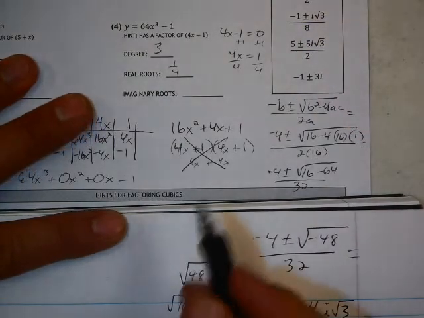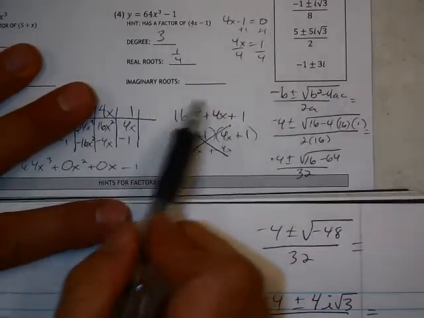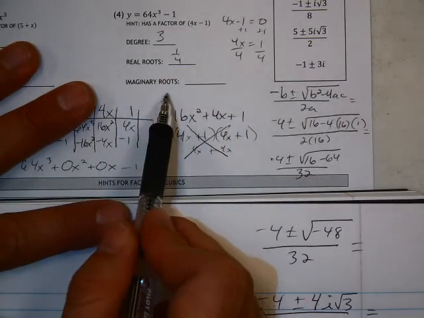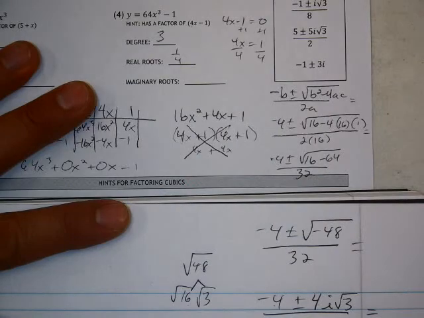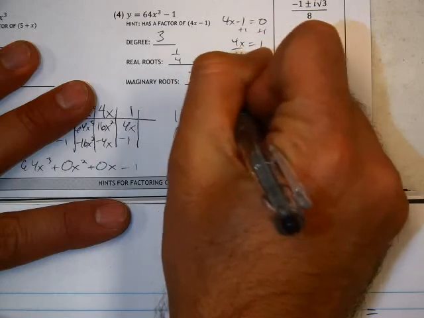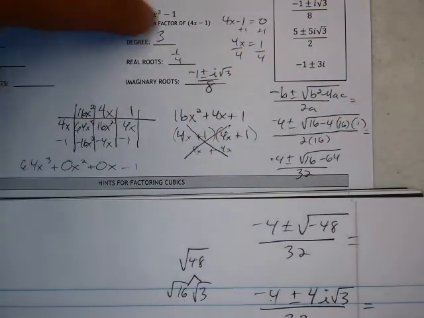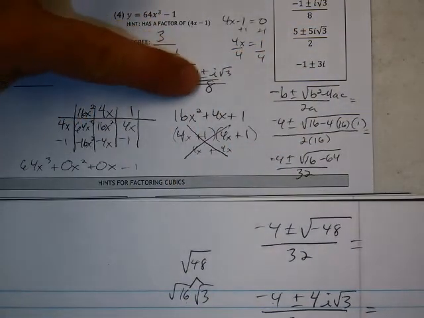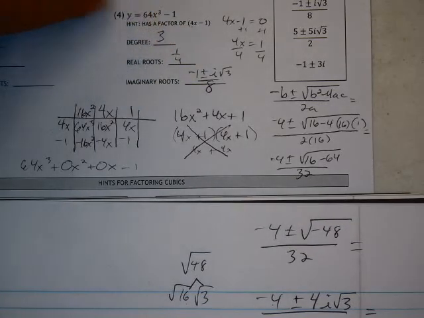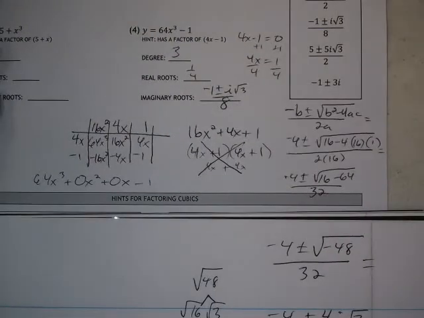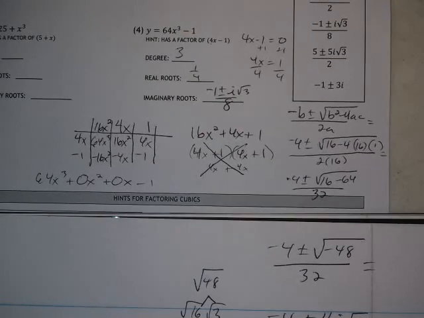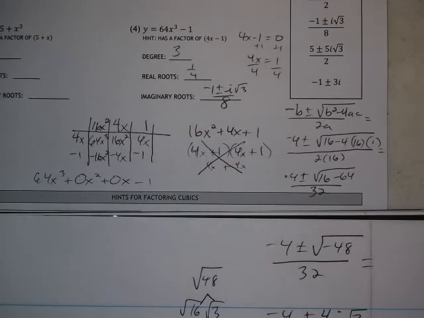There it is. And since that was the result of doing quadratic formula with this, that gives me my imaginary roots, because those are, again, the ones with the i's on them. Negative 1 plus or minus i square root 3 over 8. I've got 2 imaginary roots because of the plus or minus. I've got 1 real root, which matches the degree, which is what we want. So I've got a degree of 3, a real root of 1/4, and imaginary roots at negative 1 plus or minus i times the square root of 3 all over 8.